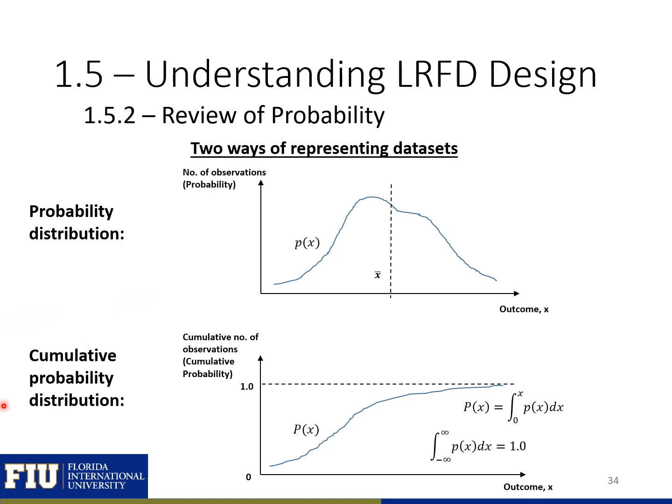The cumulative probability distribution, on the other hand, accumulates the total observations from the left to whatever point we're looking at, divided by the total number of observations. So at some point here, this would be the summation of all the observations to the left divided by the total number of observations. So with a cumulative probability distribution, you start at 0 and you end up at 1. With a probability distribution, we have some kind of bell-shaped curve that normally will develop.